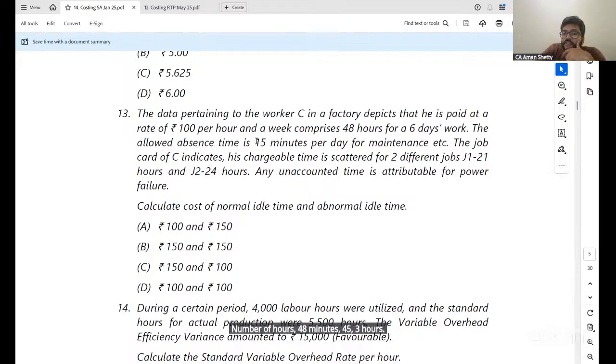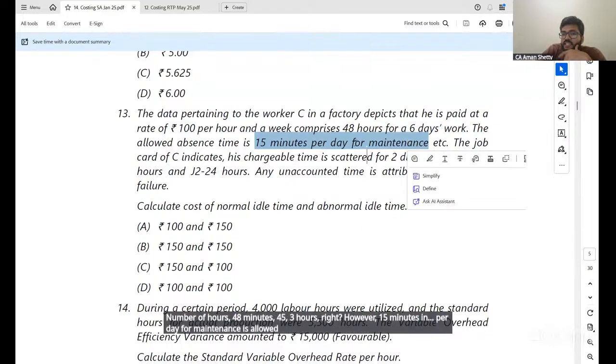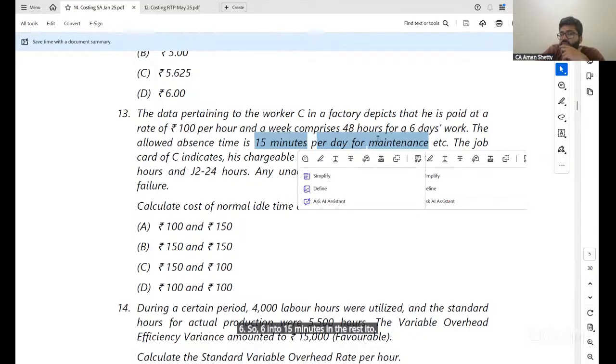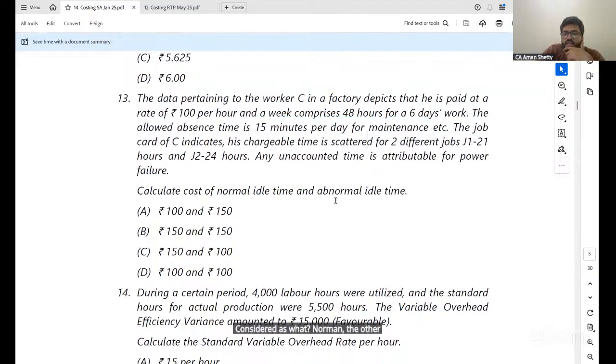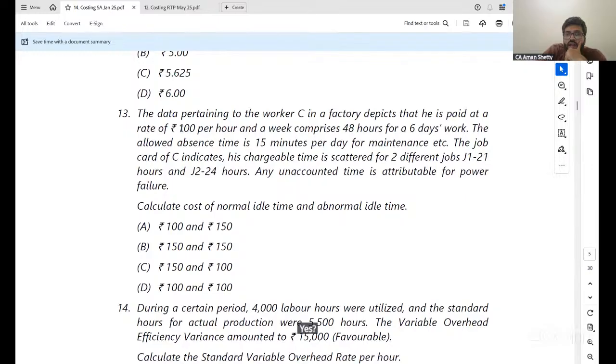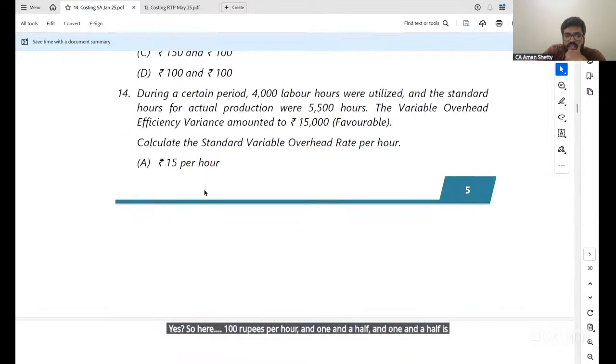However, 15 minutes per day for maintenance is allowed. How many days in a week? 6. So 6 into 15 minutes is 90 minutes, which in hours is 1.5 hours. So of the 3 hours, 1.5 hours is considered as normal. Here it is 100 rupees per hour and 1.5 hours. Correct, everybody?